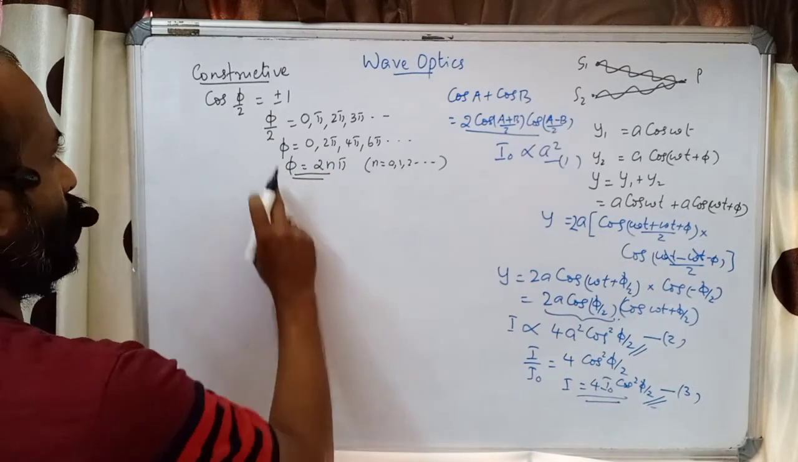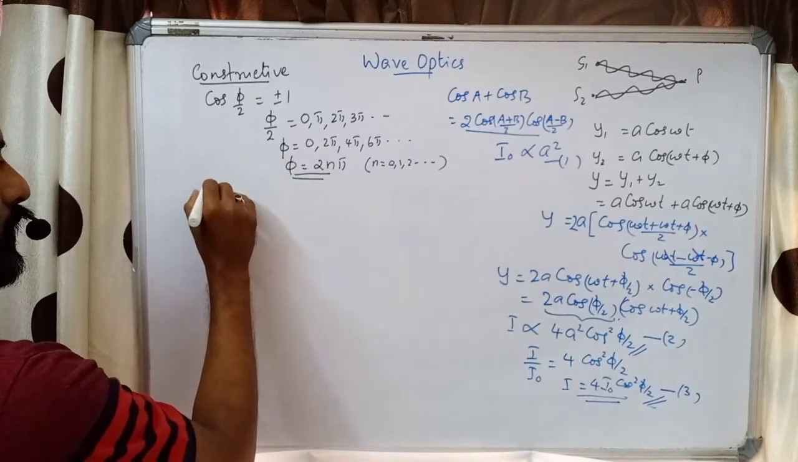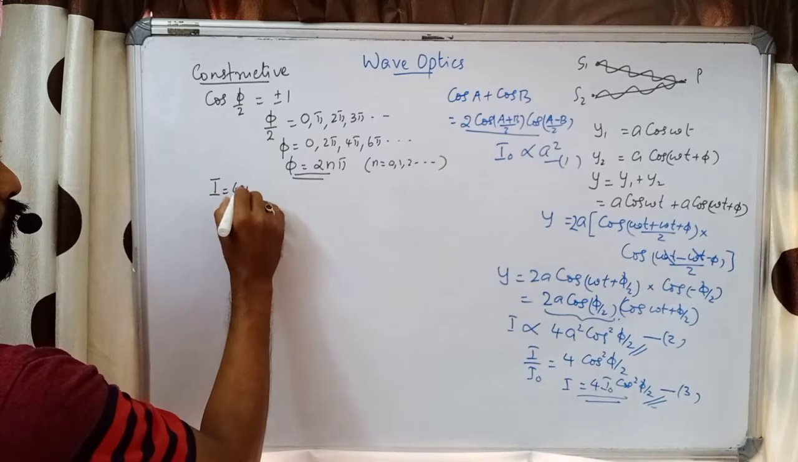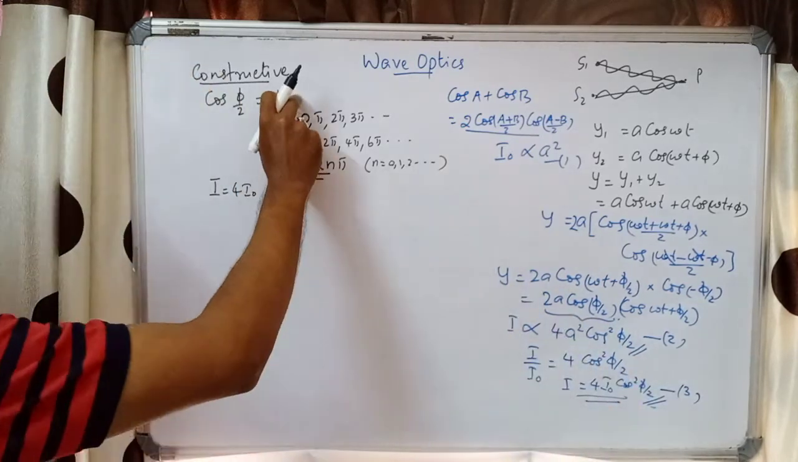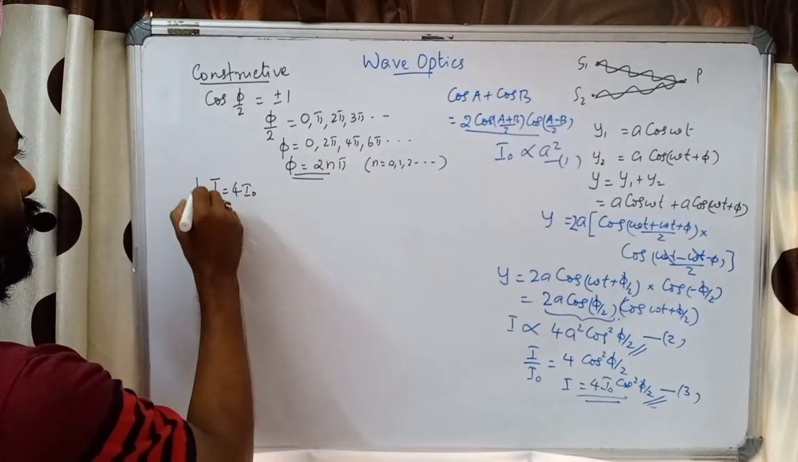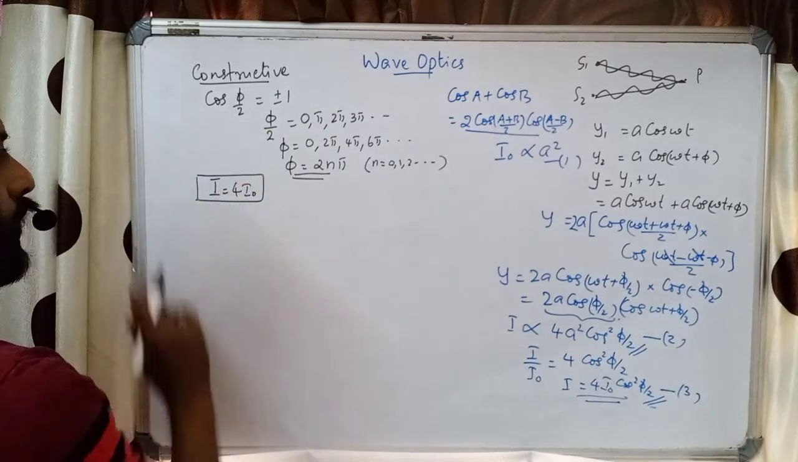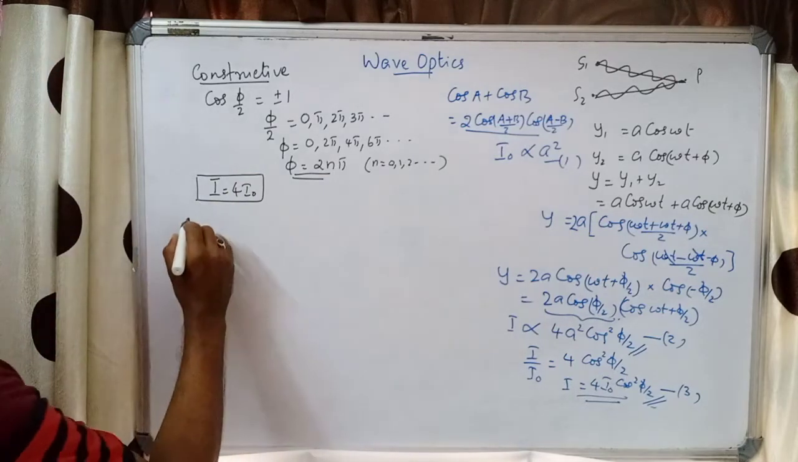Okay, then what will be the intensity during constructive interference? Intensity I is equal to 4 I0 cos squared (phi by 2), because this value is 1. Cos (phi by 2) is plus or minus 1, so cos squared (phi by 2) is 1. So the intensity is maximum during constructive interference. Okay. Now, we'll see destructive interference.